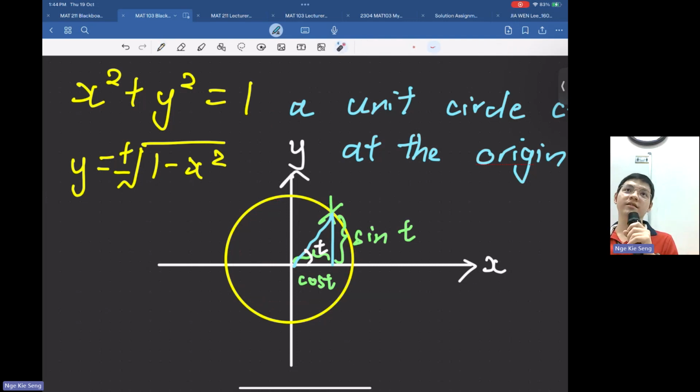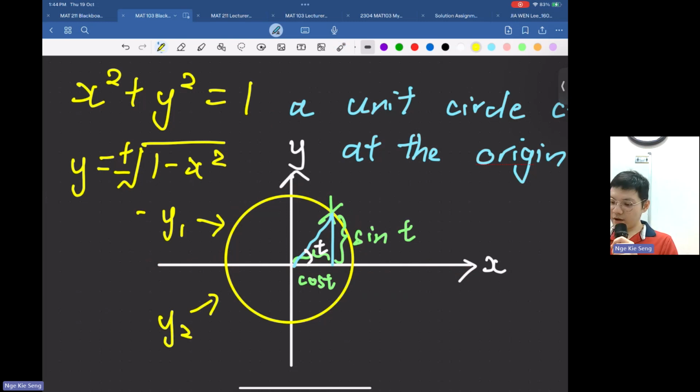So where do these pieces get cut? Yes, so actually you cut at the x-axis. So the top part is defined by, let me write, y1 here, y2 here. y1 is the square root of 1 minus x squared. y2 is minus the square root of 1 minus x squared.